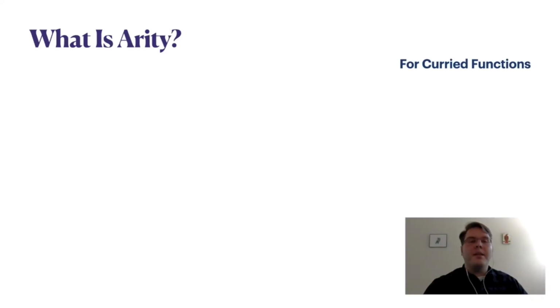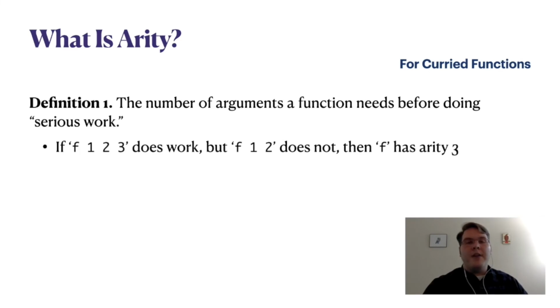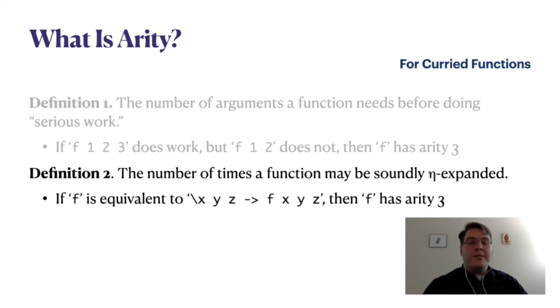Based on those examples, let's try to come up with some informal, intuitive definitions about what arity is meant to capture. First, we already use the intuition of serious work when analyzing the arity of a function. For example, if f applied to 1, 2, and 3 does work, but f applied to only 1 and 2 does not, then f has arity 3. Second, we sometimes need to use eta expansion to see the full arity of eta-reduced function definitions. So, if f is equivalent to its thrice eta expanded form, as shown here, then f has arity 3.